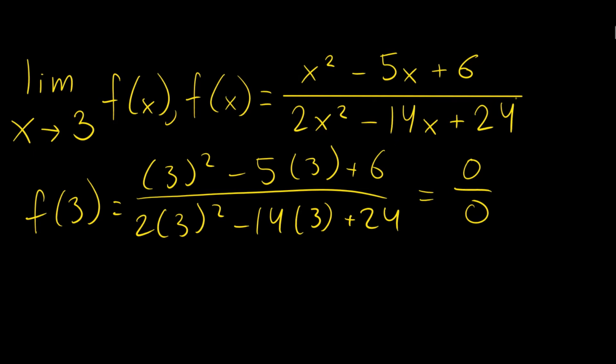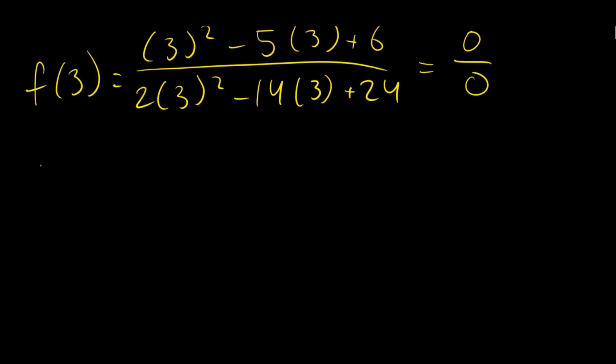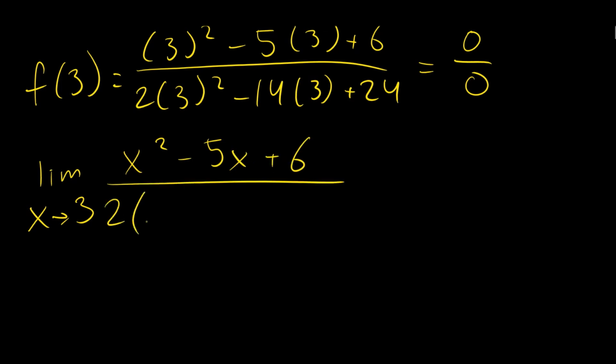So here, they're both polynomials, so let's try to maybe factor. And the first thing I notice is that all these have a common factor of 2. So let me kind of drag that 2 out of there. So I am taking the limit as x approaches 3 of x squared minus 5x plus 6 divided by 2 times x squared minus 7x plus 12. That's how the 2 factors out. And then also, I noticed that I can factor this quadratic equation here and this one as well.